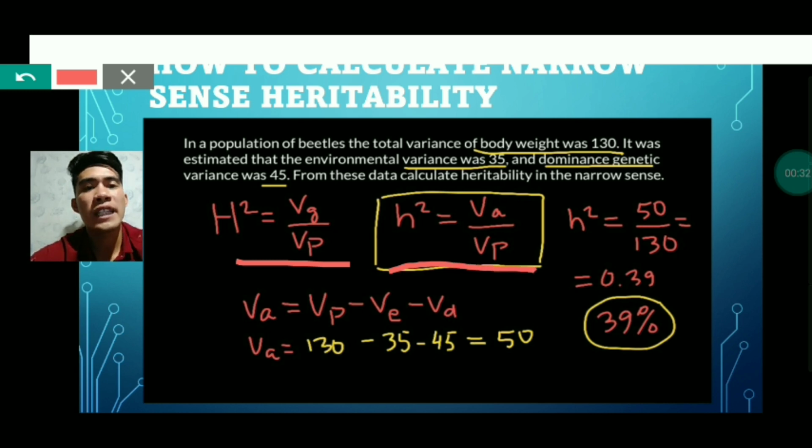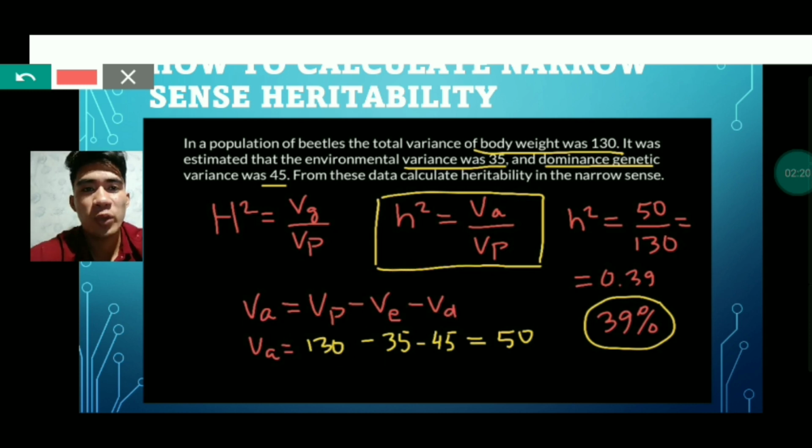And to find the variance additive, it equals variance phenotypic minus variance environmental minus variance dominance. And also we can put the numbers. Variance phenotypic was 130 minus variance environmental is 35 minus variance dominance is 45 equals 50. And 50 is variance additive.